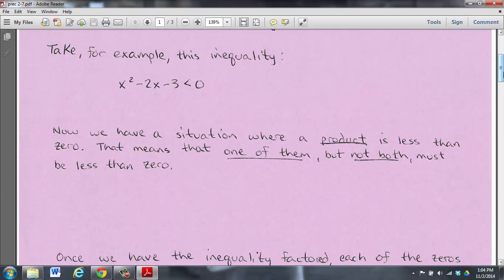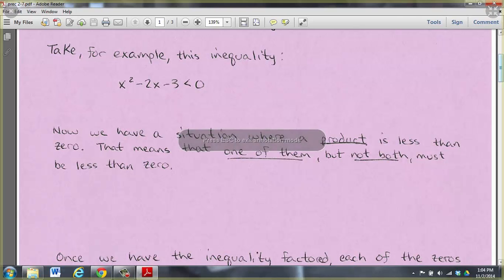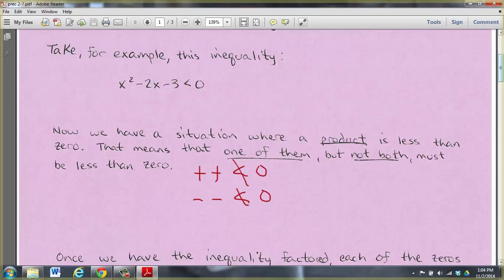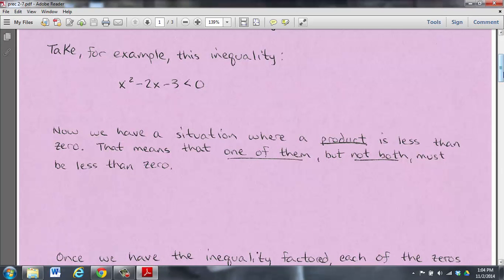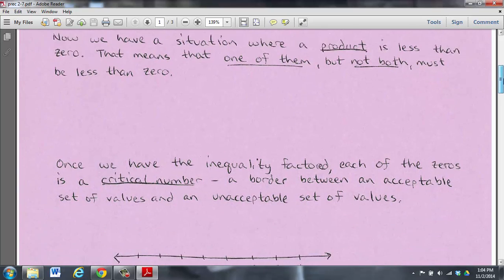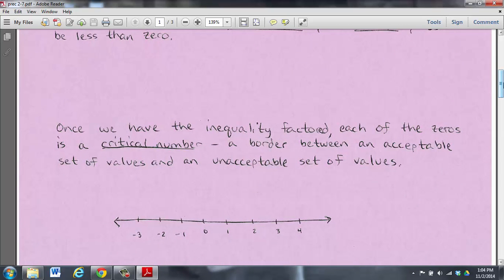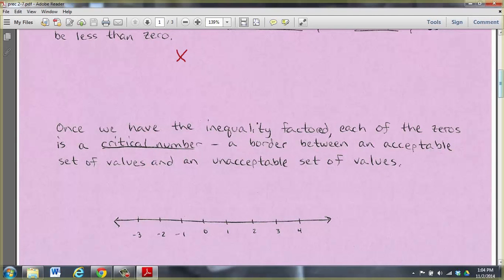Because if we have a product that has to be less than 0, if they're both positive, that's not going to be less than 0. If they're both negative, that's not going to be less than 0. The only way that they can be less than 0 is if one is negative and one is positive. So what we do on this is exactly what I did at the very beginning, which is factor it. So it was x minus 3 and x plus 1 less than 0.